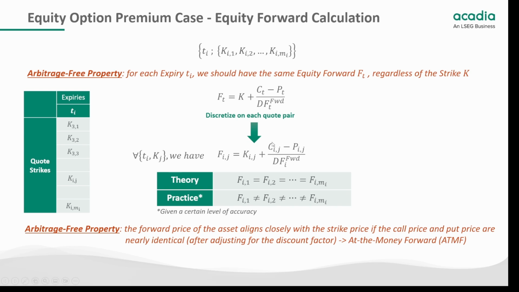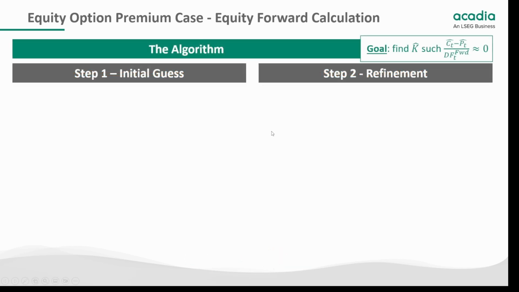So if this element is equal to 0, that's basically when the option is at the money forward, ATMF, which means we need an algorithm to find the estimated K hat such that the call price minus the put price adjusted for the discount factor is equal to 0, or at least sufficiently close to 0. And we have such an algorithm in ORE, which I'm going to explain now.